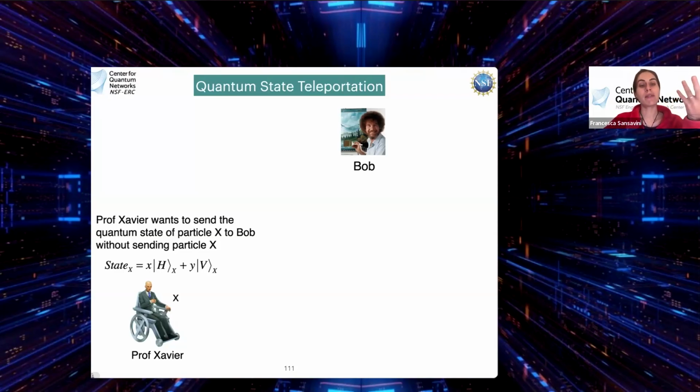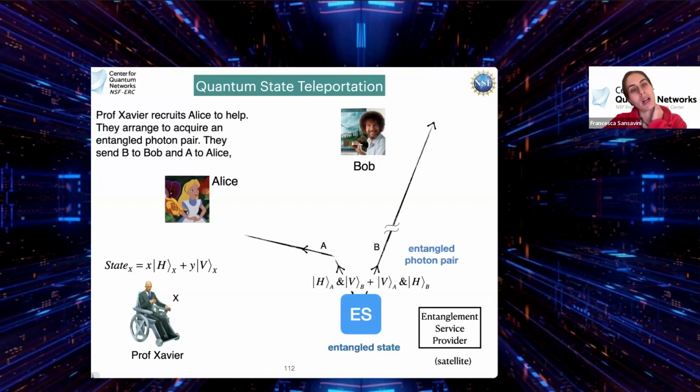Now, Xavier wants to send this photon, this state, to Bob without, of course, sending the photon directly to Bob. And we have seen why, because he knows he will simply lose the photon in the optical fiber if Bob is very distant. So what Professor Xavier does, he will ask Alice to help. And they decide to get an entangled photon pair. So this entangled state, HV plus VH, we will send half of it to Alice, so Alice will get the A photon, and half of it to Bob, so Bob will get the B photon.